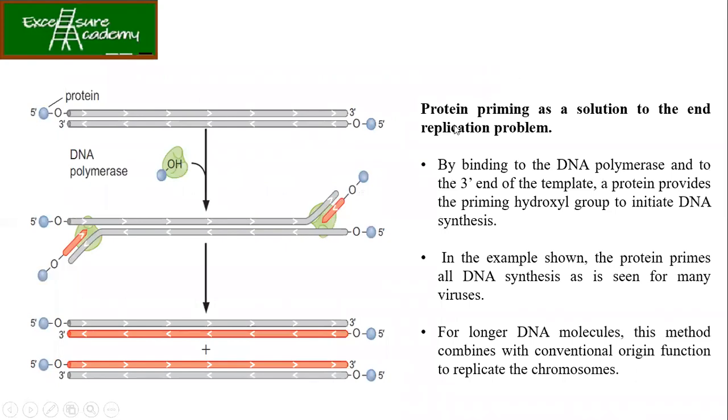Okay, this is just the figure of what we have just discussed. You can see that over here, the protein is present. That protein is providing the OH group, right? By binding to the DNA polymerase and to the 3' end of the template, the protein provides the hydroxyl group to initiate the DNA synthesis.